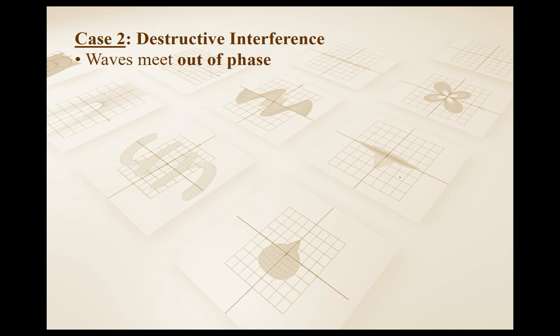Destructive interference occurs when waves meet out of phase. So when waves meet out of phase, it means the crest of one wave meets the trough of another one. And in this case, the superimposed wave cancels the amplitude out a little bit. So whatever your amplitude of your two waves are initially, it gets diminished a little bit or it gets completely eliminated.